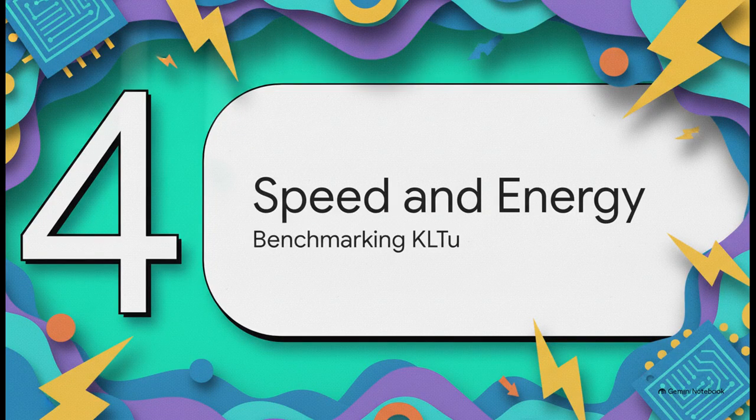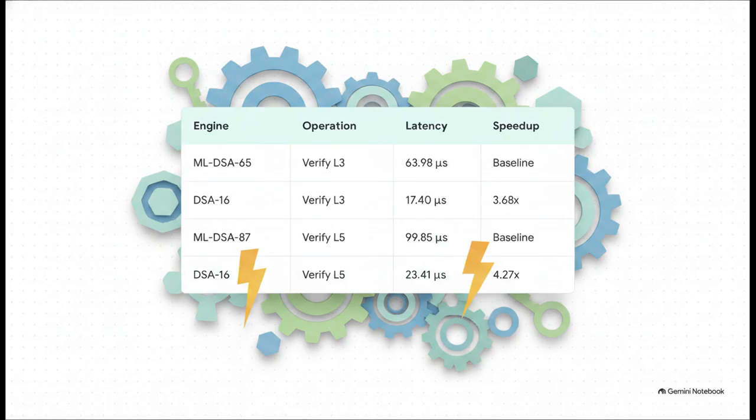Let's move on to part 4, benchmarking speed and energy. So, we've solved the payload bloat, but how fast is this 16-bit core when you actually spin it up? The crucial point is clearly visible right here in the verification latencies. Doing the math on a smaller 16-bit modulus yields incredible speed.